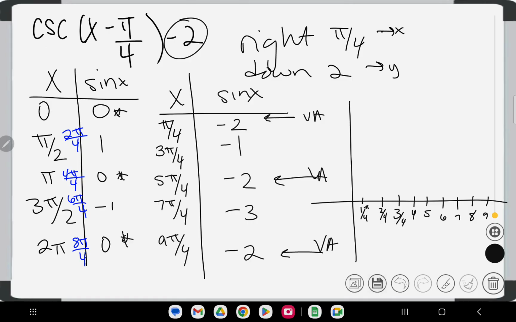So my vertical asymptotes are at pi over 4, 5 pi over 4, and 9 pi over 4. There were no reflections or anything, but we did shift down 2. So 3 pi over 4, we're at -1. And then at 7 pi over 4, we're at -3.